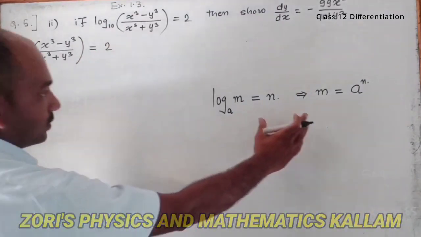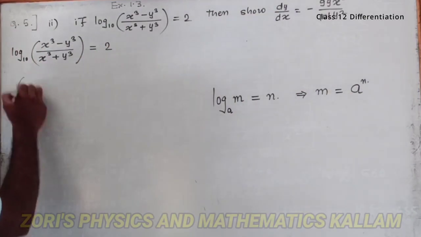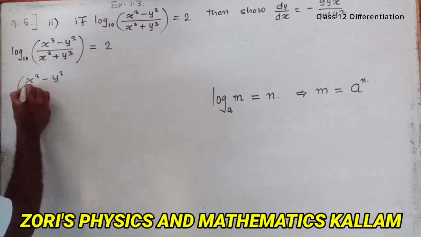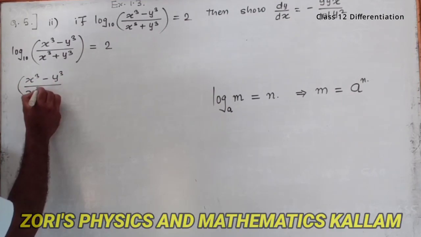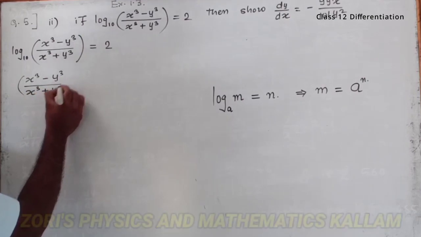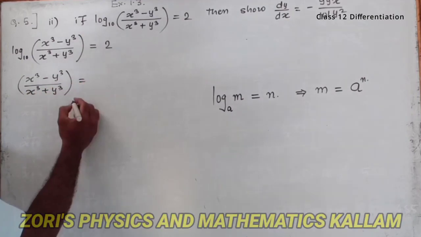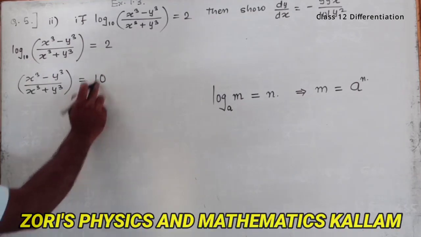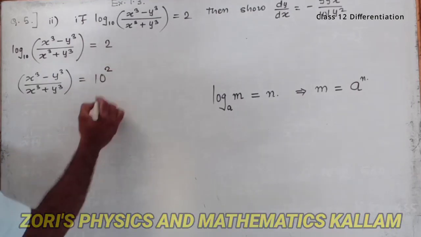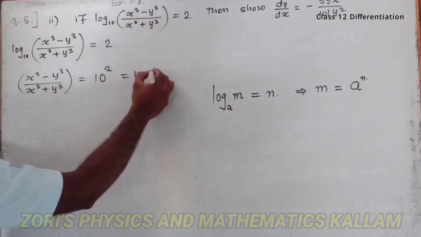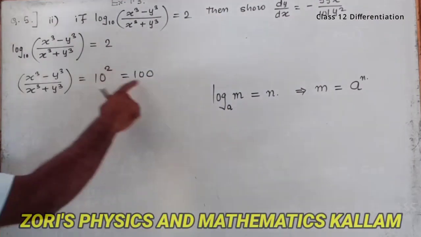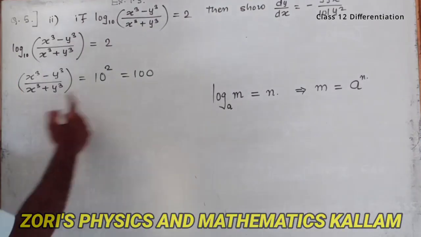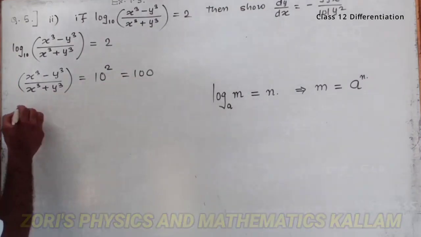So as per this rule here, we can write (x to the power 3 minus y to the power 3) upon (x to the power 3 plus y to the power 3), and that is equal to base, that base is 10 here taken and its power is 2. So that is equal to 100, right? 10 square is equal to 100. After this, we do the cross multiplication here.